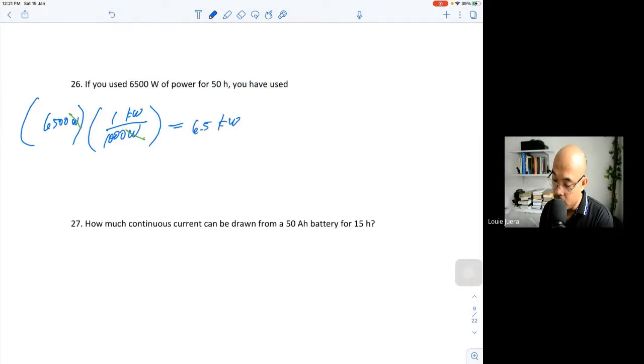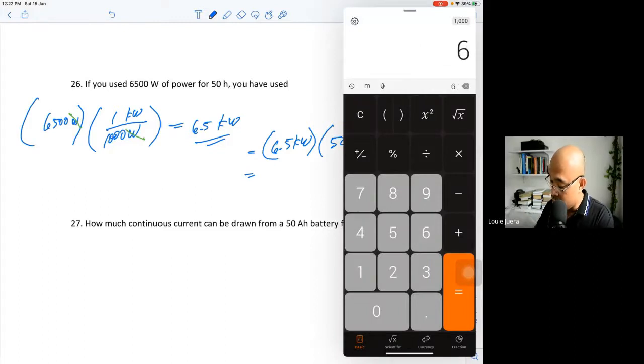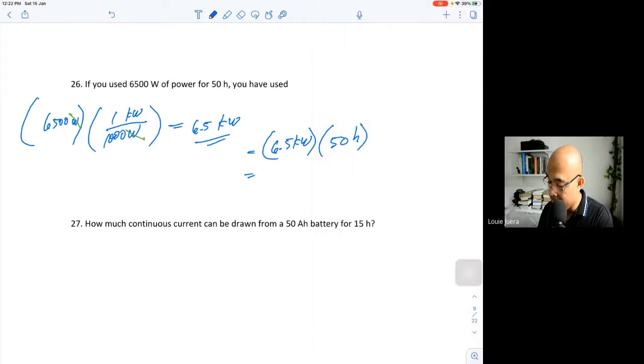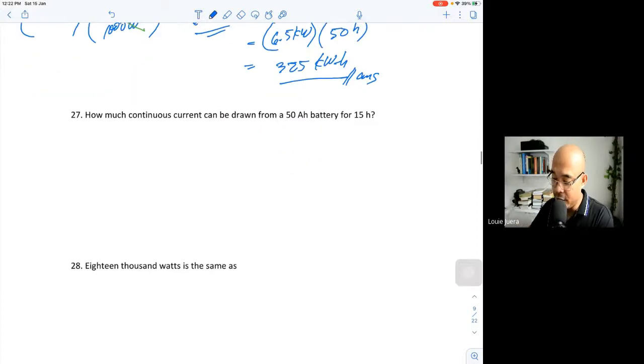So this is equal to 6.5 kilowatts. If you're going to solve for the kilowatt hour, you just have to multiply 6.5 kilowatts by the hours, 50 hours. 6.5 times 50 is equal to 325 kilowatt hour. So very simple. Simple as that. Okay, let's proceed with number 27.